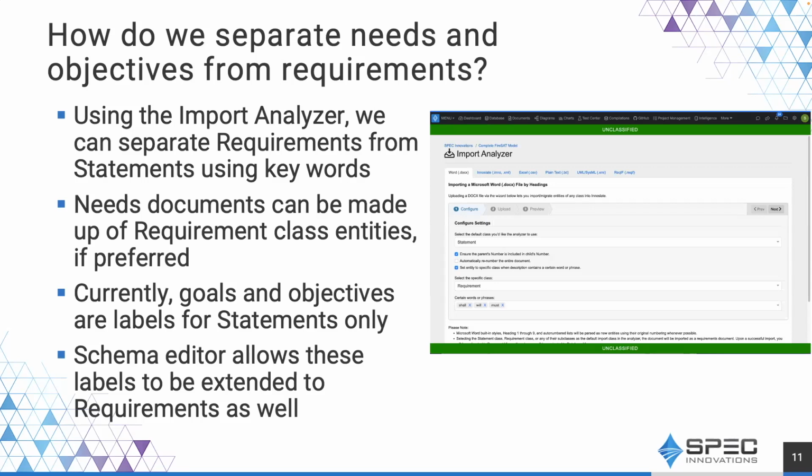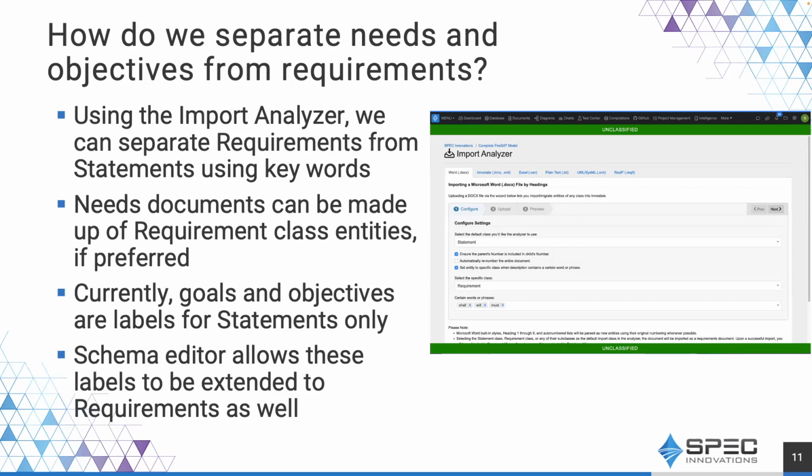Currently, in the way we look at goals and objectives, we have labels for statements that are in the statements-only place. So again, if it looks like you want to have those keywords being part of your needs, for example, I think, as I read your document, it appears to me that that would be a type of requirement.